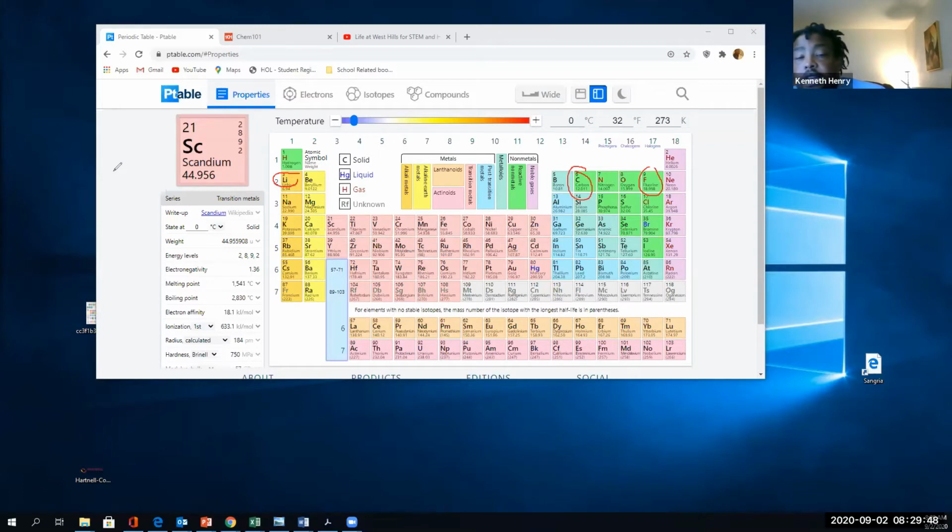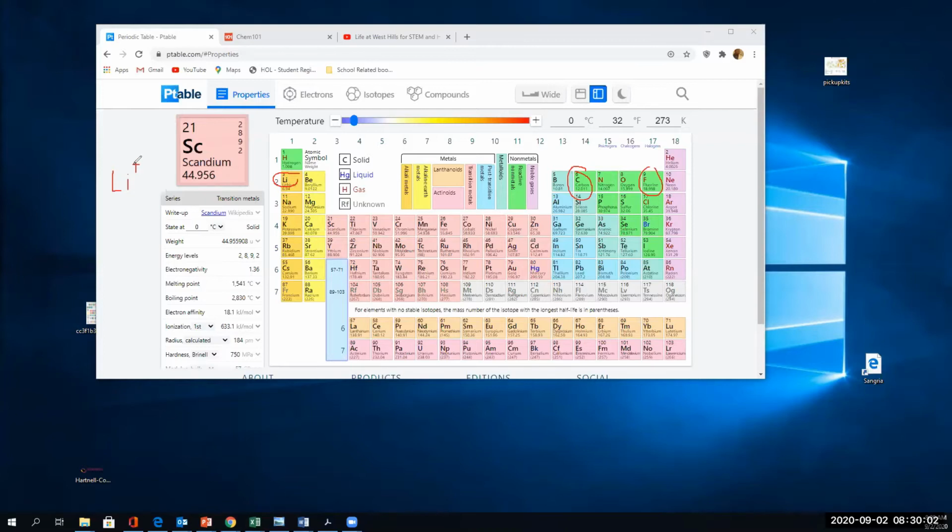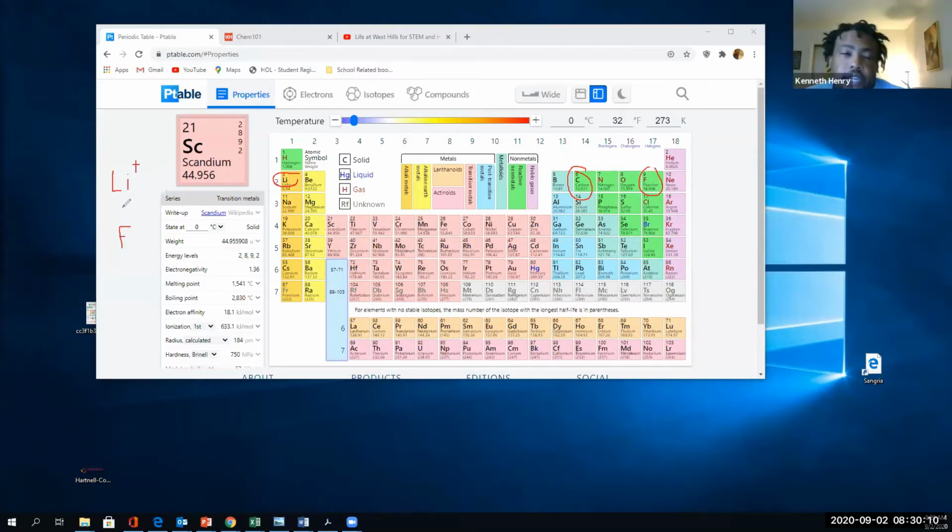So then what would be the charge on lithium if it loses an electron? Positive 1. So it'd be Li+. That would be the charge, 1 plus, right? Because it lost an electron. What would be the charge on fluorine if it takes that electron? Negative?